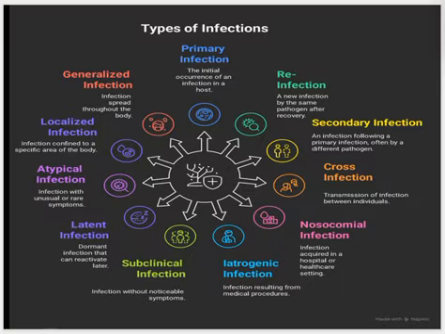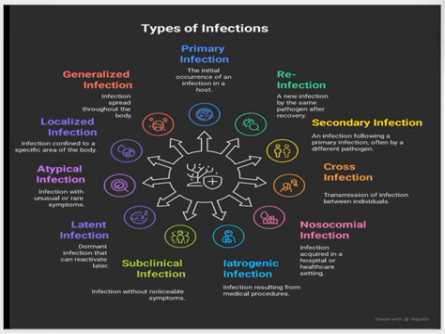When we look at infections, they come in many types, each with unique characteristics. For instance, a primary infection is the first time a host encounters a pathogen. Sometimes a secondary infection follows, often involving a different organism. Reinfection happens when the same pathogen infects again after recovery. Cross-infections spread between individuals, while localized infections stay confined to one area. Generalized infections spread widely in the body.